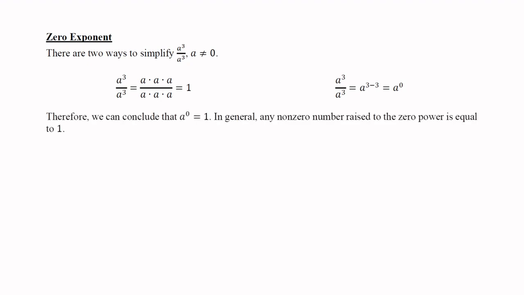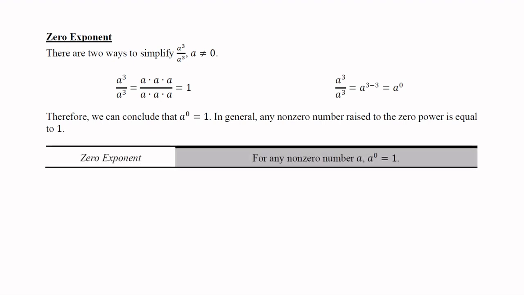Now let's do this same problem by using the quotient rule, where we subtract our exponents. A to the 3 minus 3 gives us a to the 0. So since a to the third divided by a to the third equals 1, and it also equals a to the 0, we can conclude that a to the 0 equals 1. In general, any non-zero number raised to the 0 power is going to be equal to 1. And that is our zero exponent rule.